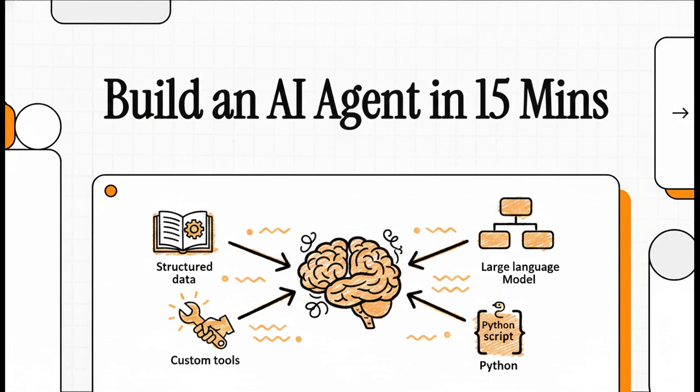In under 15 minutes, we are going to build a highly capable, custom-tooled AI research assistant in Python using LangChain. We'll see exactly how to stitch together large language models, structured data, and custom tools to create an autonomous assistant that actually does the heavy lifting for you. It's a total game changer for how you handle repetitive digital tasks.